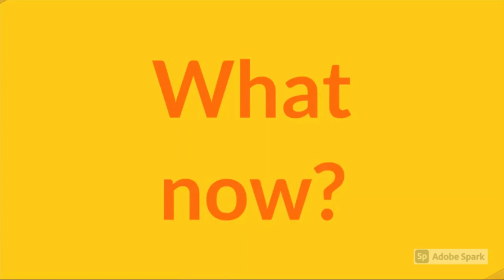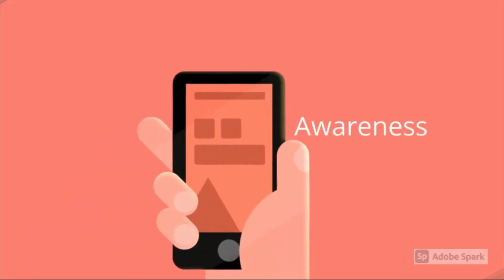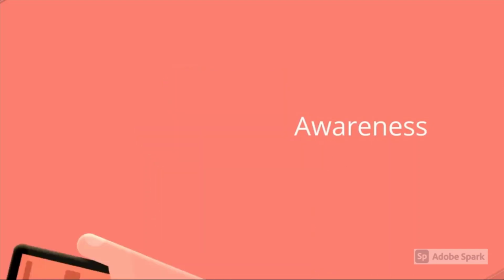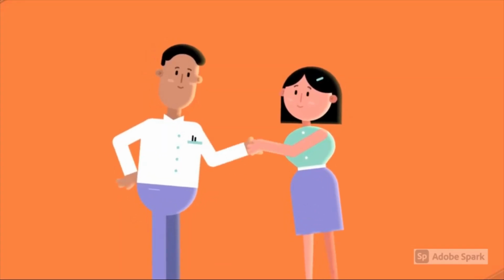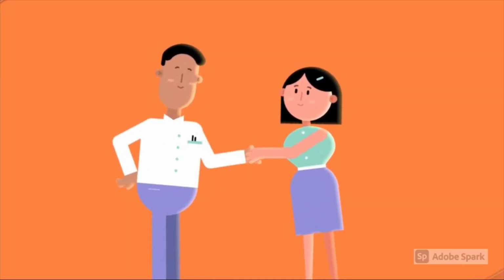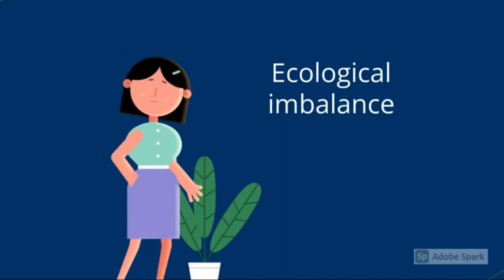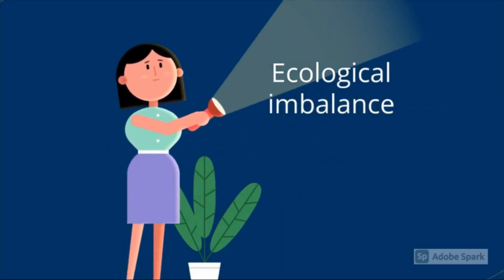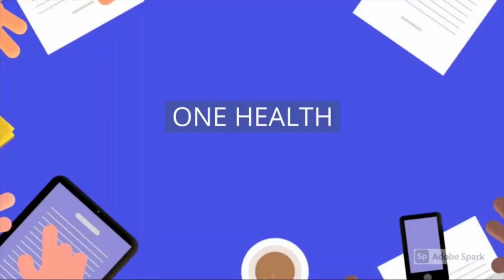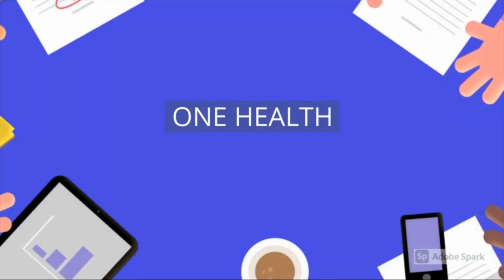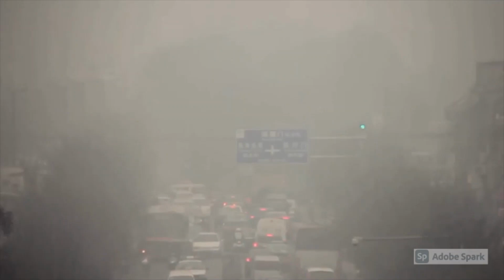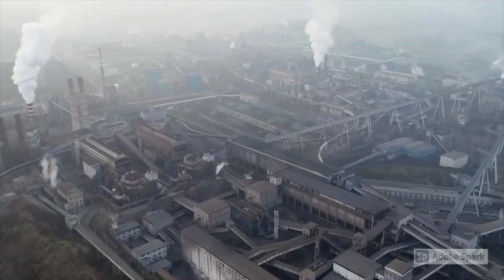So what now? Awareness is the key. We have to create communication strategies to ensure that everyone understands the implications of ecological imbalance, which could very well fit the Center for Disease Control policy of One Health that works on global and local levels to achieve optimal health outcomes with interconnected behavioral changes for positive environmental effects.